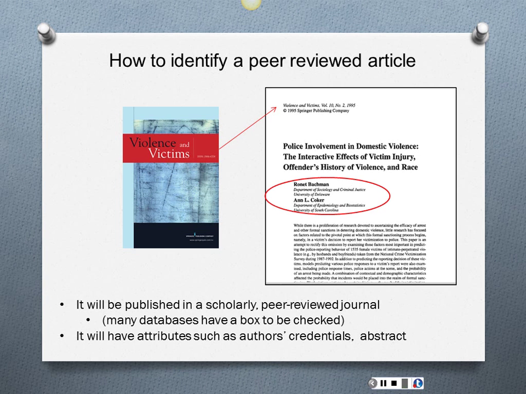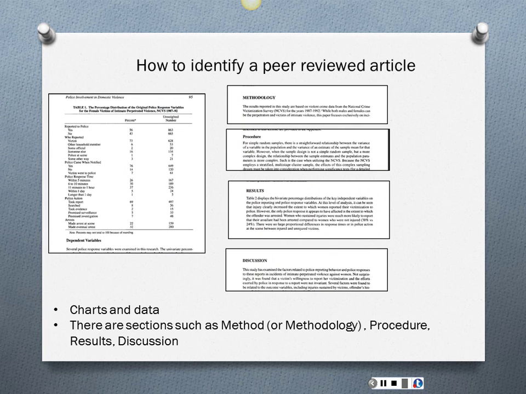It's going to give the credentials of the authors. They're always experts in their field, usually scholars, many times even PhDs. They're going to have an abstract or a synopsis or an introduction to the article. There's a lot of charts and data. And then there's various sections that are pretty consistent. They may or may not be in all of them, but more than likely they will be.